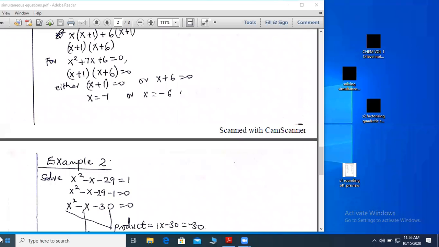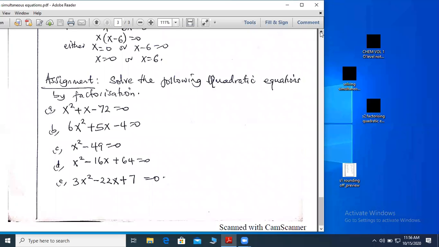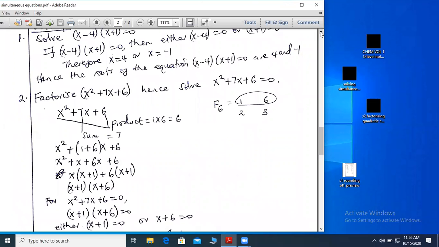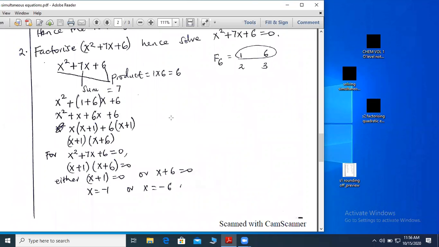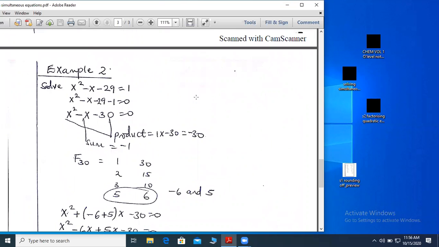-6 and 5. Very good, thank you. The factors are -6 and 5. So where there is this -1, we shall put -6 plus 5. You people, you should be careful with this work. Any math paper that you will do, there will be a small thing, a quadratic equation.